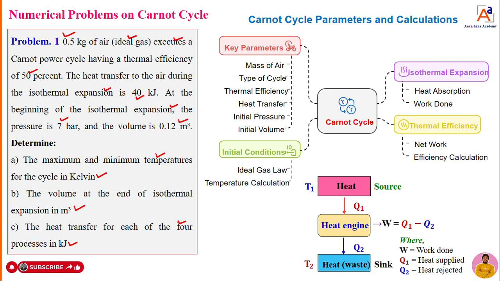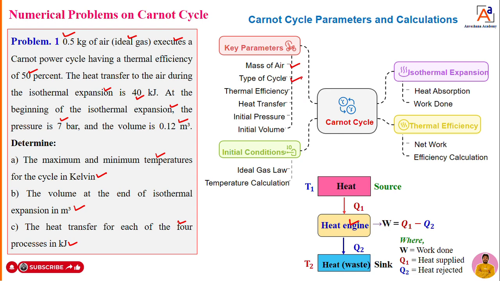Now I will try to analyze this problem. After understanding the problem, try to analyze it. What are the things given? He has taken a heat engine, and for that heat engine he is supplying a certain mass of air, 0.5 kg of air.